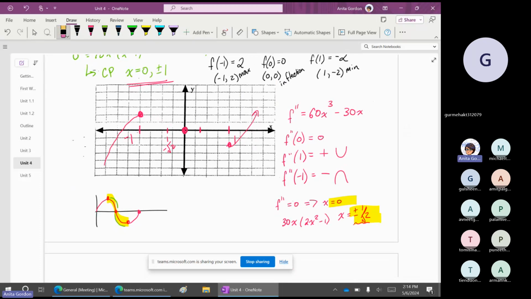Let's see, root 5 over 3, oopsie, root 5 over 3, what is that? 1.29, and then 1 divided by root 2 is 0.7. Okay, so we have something here and something here. This is root 5 over 3, negative root 5 over 3.